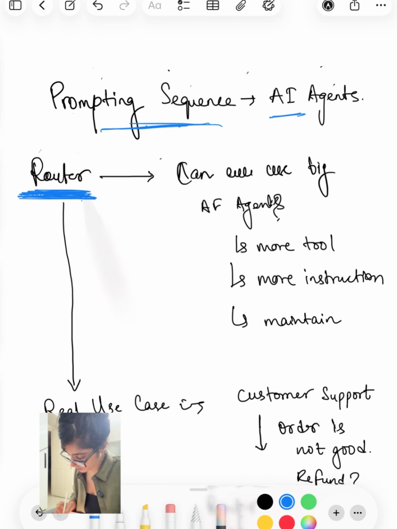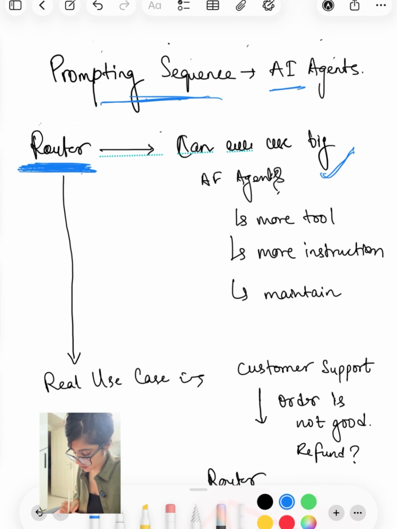वीडियो में हमने बात की प्रॉम्प्टिंग सीक्वेंस की, which is the first AI agent design pattern, and in this video I will be talking about the router, which is the second design pattern. Now from the name itself it is very understandable. Router basically routes the request to a particular agent. Now there will be multiple agents, that's why it is routing the request.